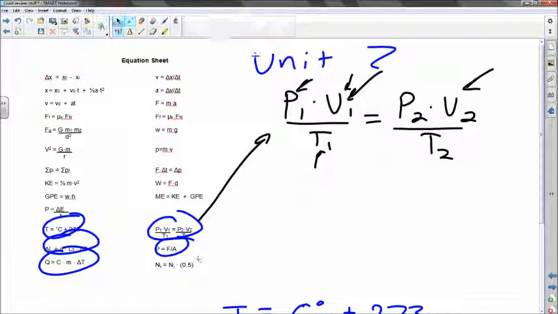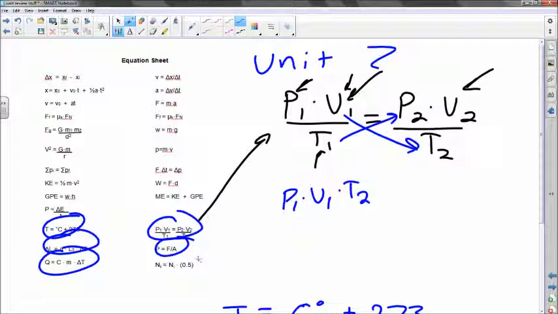When you set this up, the best way to solve this problem is to cross multiply. And we can actually even rearrange this. So if we cross multiply, we take P1 times V1 times T2, and that is equal to, if we cross multiply this way, T1 times P2 times V2.